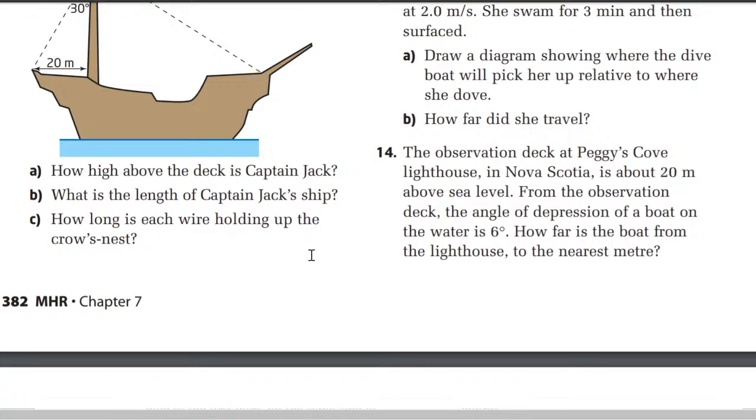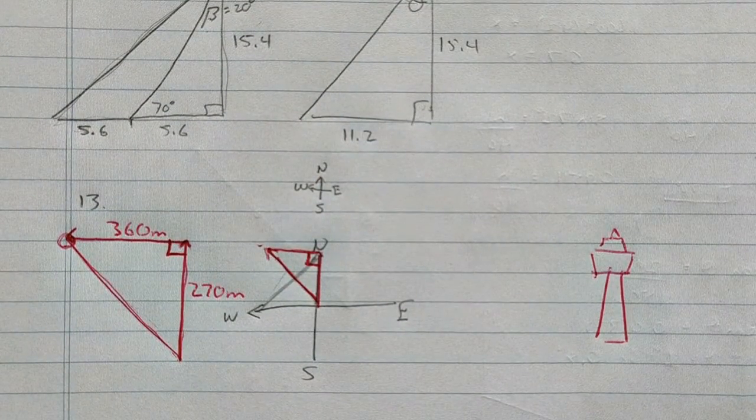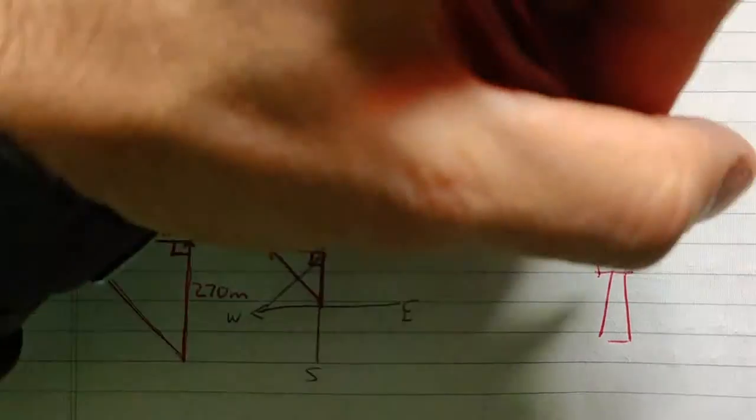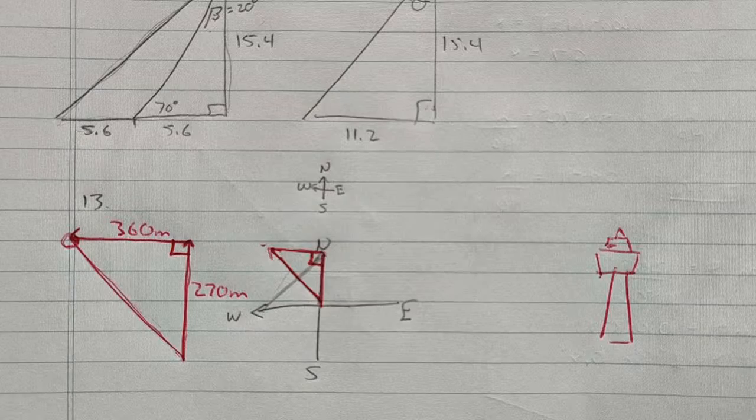it's about 20 meters above sea level. From the observation deck, the angle of depression to the boat on the water is 6 degrees. So when you're drawing this diagram, what you want to do is, so you got your lighthouse here. It kind of looks something like this. And then you have an observation deck up here. And then you have a height of about 20 meters. So that's the height of that portion.